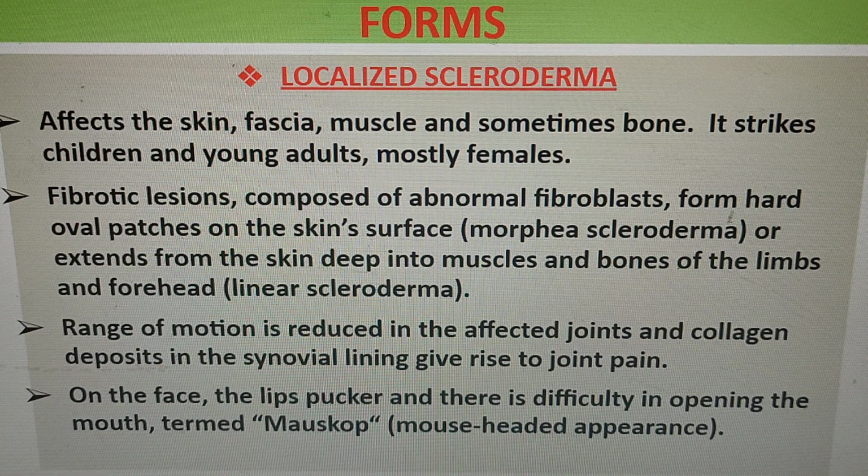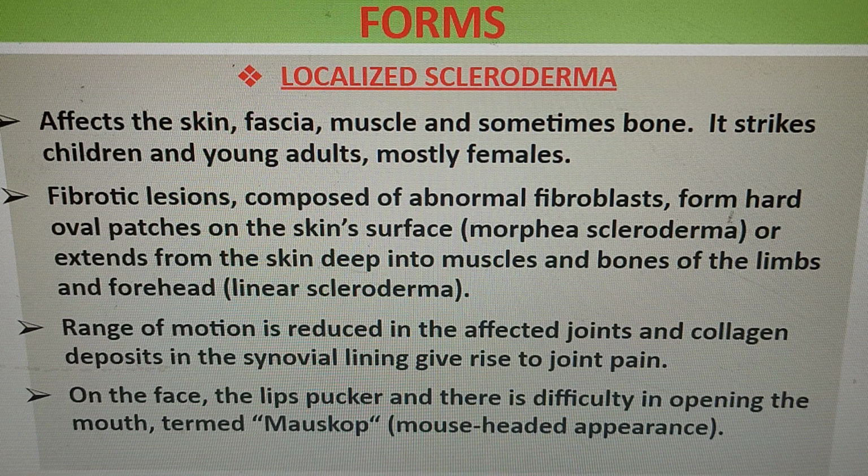Okay, so there are forms of scleroderma. There's localized scleroderma. This is a skin disease. It affects the skin, fascia, muscle, and sometimes bone. So it goes deeper. It strikes children and young adults, mostly females. Fibrotic lesions, hard lesions composed of abnormal fibroblasts, form hard oval patches on the skin's surface. Morphea scleroderma, or linear scleroderma, extends from the skin deep into muscles and bones of the limbs or forehead.